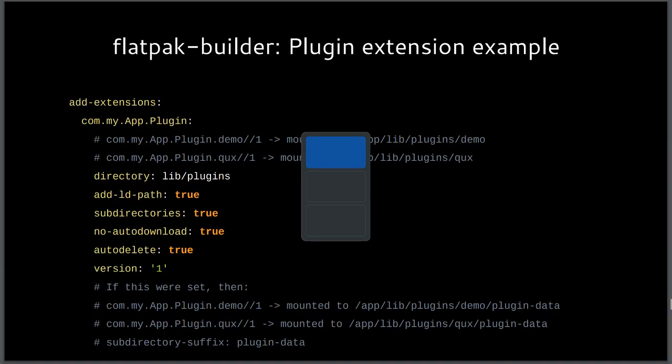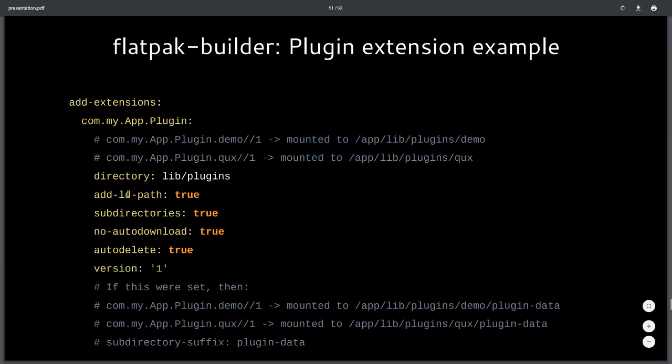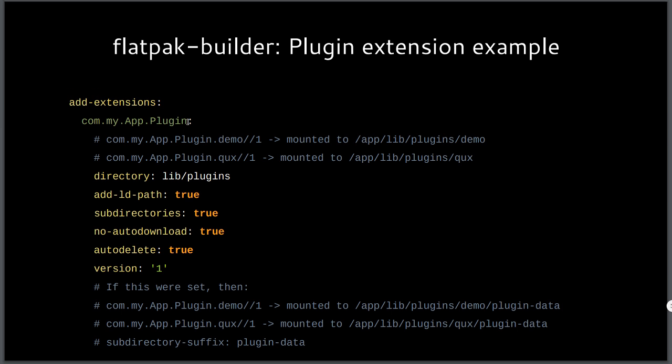And let me go up here. Let's look. So we have this option called subdirectories. If it's true, then Flatpak will check for this name. But if this name isn't installed, it'll check for any extensions installed that begin with this name. If it starts with my-app plugin, then Flatpak will automatically mount it to a subdirectory of this directory.